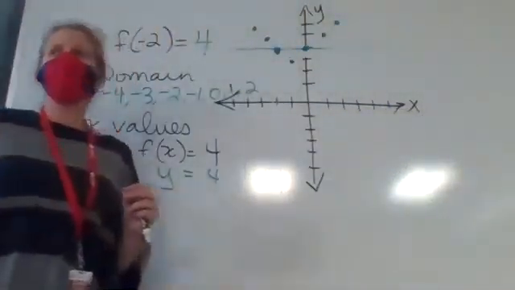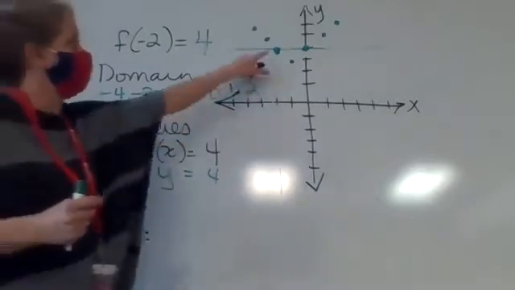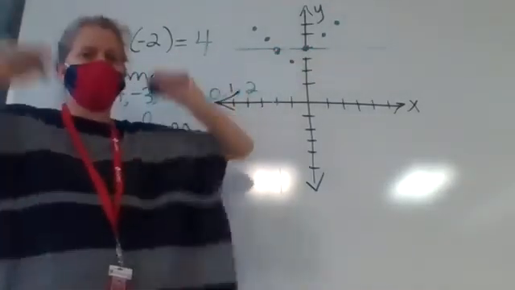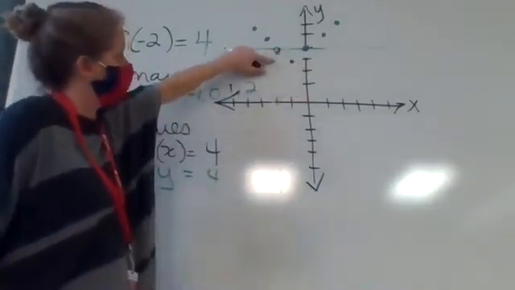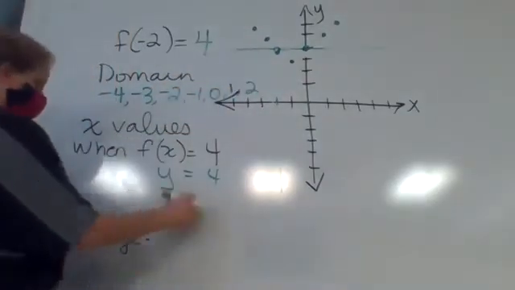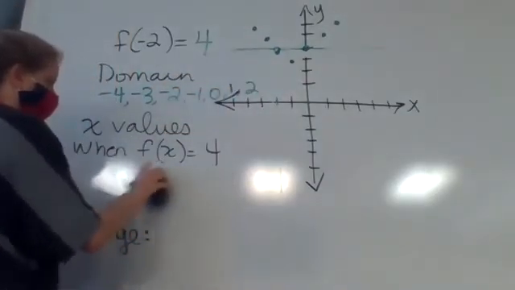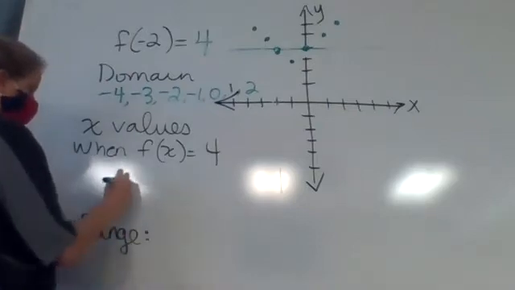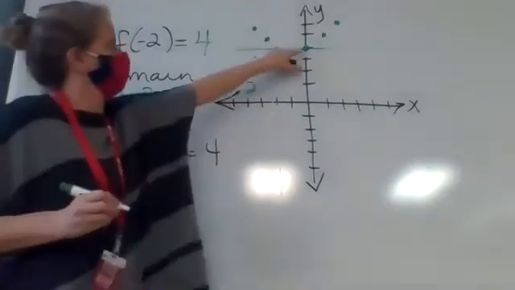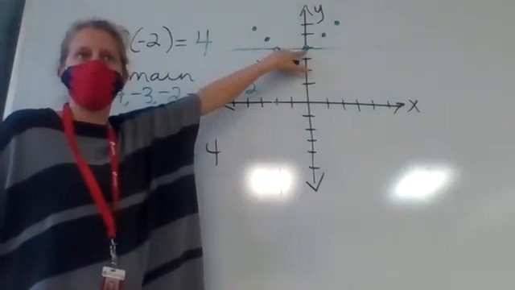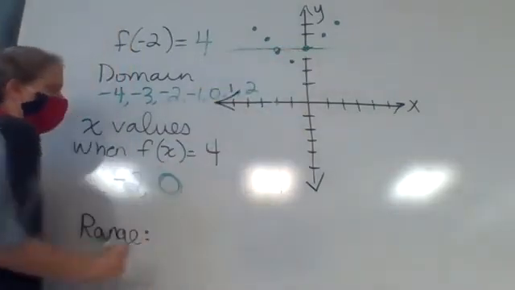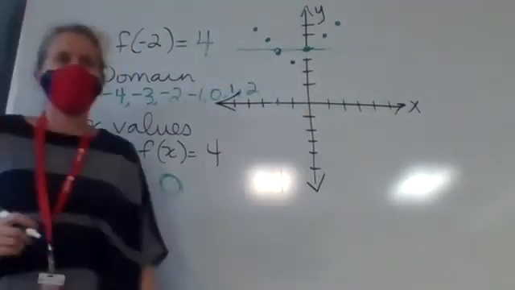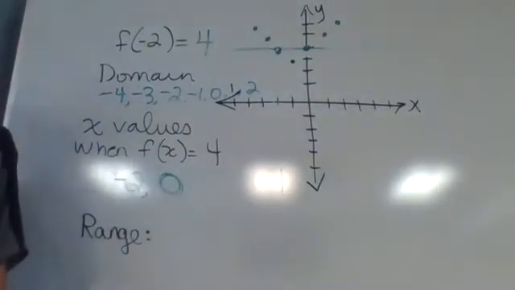So what are their x's? I'm talking about these 2 points. Those are the ones that have gone up 4. What's this one's x? Negative 2. And this is the other one. What's its x? 0. So negative 2 and 0 are what's happening when y is 4.